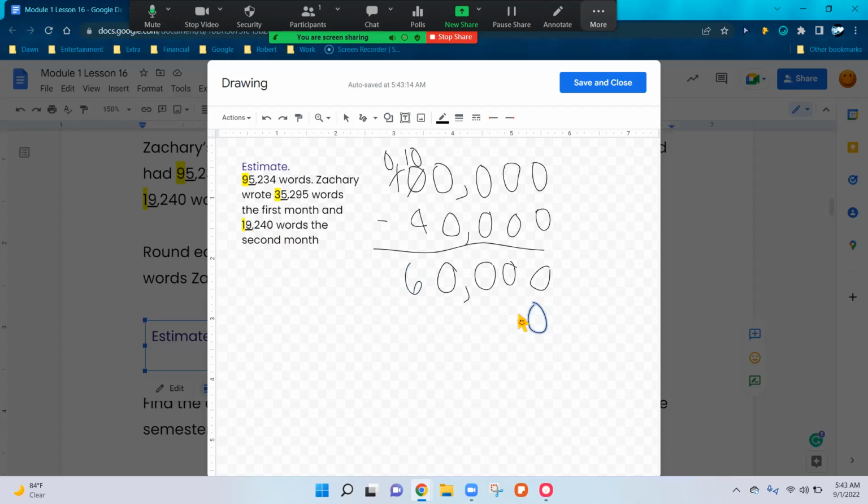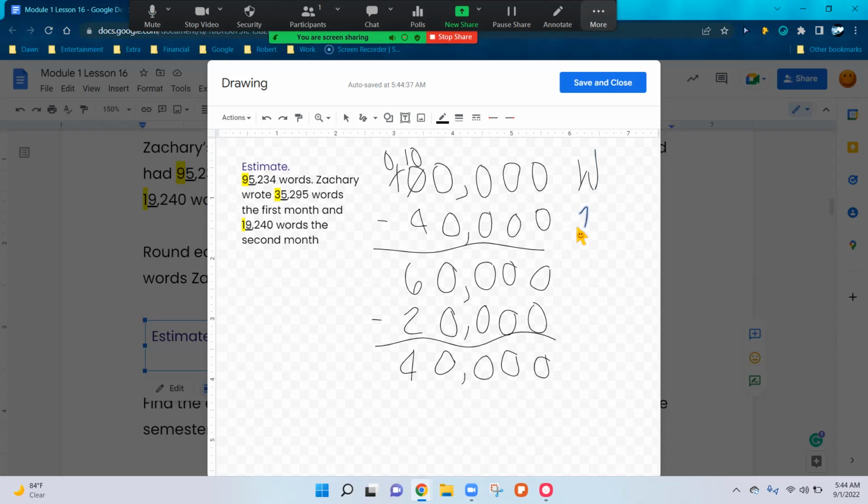So I'm going to go 1, 2, 3, 4, and then my 1 turns to a 2. And now I'm going to go ahead and subtract. 0 minus 0, 0 minus 0, 0 minus 0, 0 minus 0. And then 6 minus 2 is 4. So he wrote about 100,000 words the whole semester.